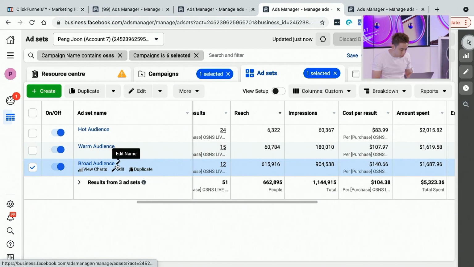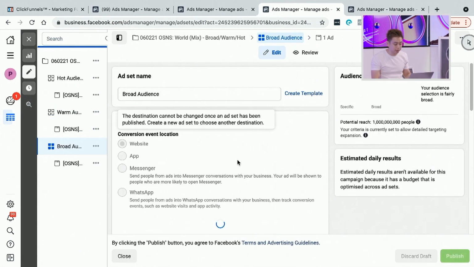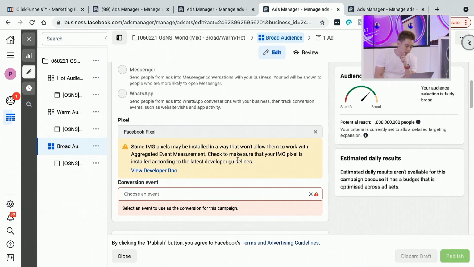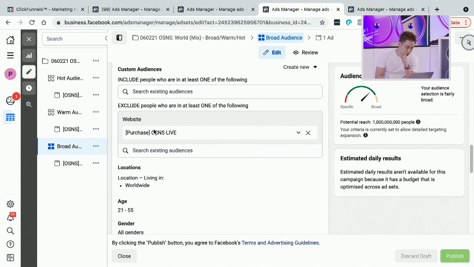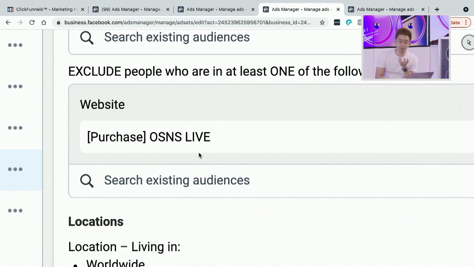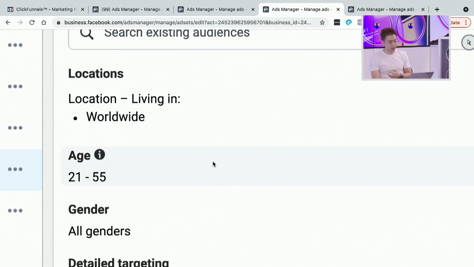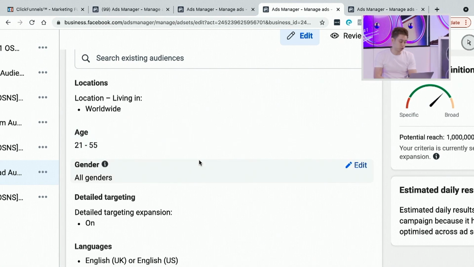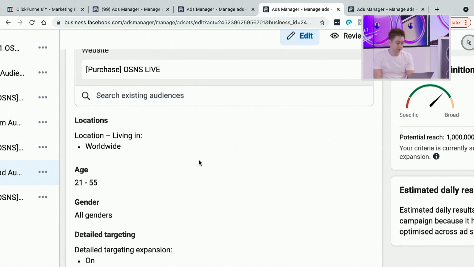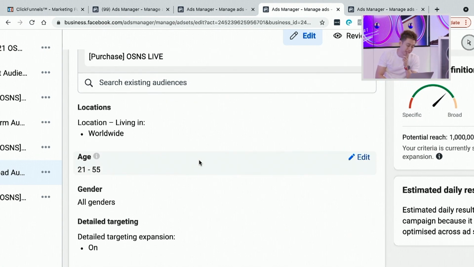So this broad audience over here, if I were to click on edit, you will see that this audience just excludes people that have bought from me before. Okay, but I would like you to notice this. It says location, living worldwide, anyone that is 21 to 55 years old. And that's it. Now just think about that for a second.